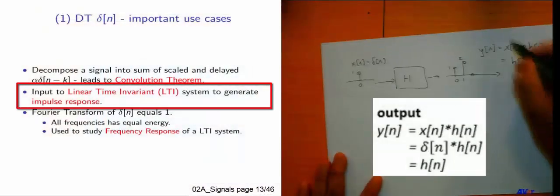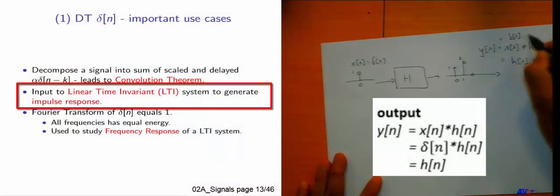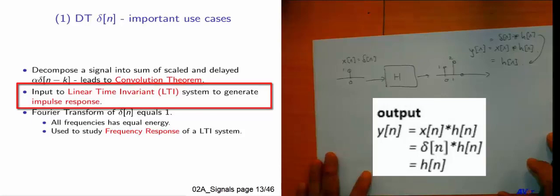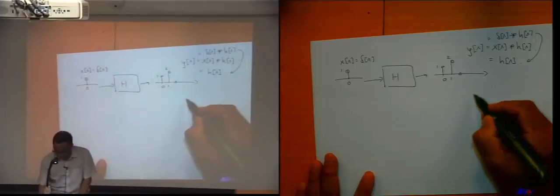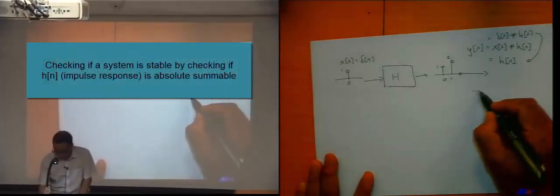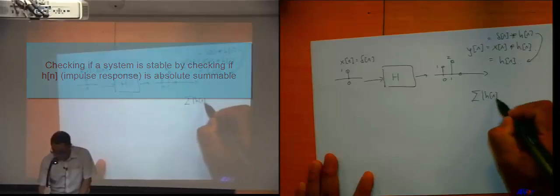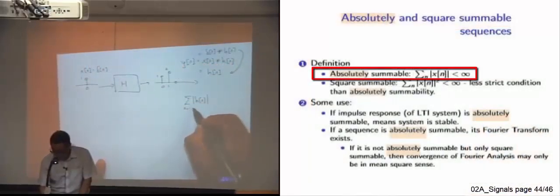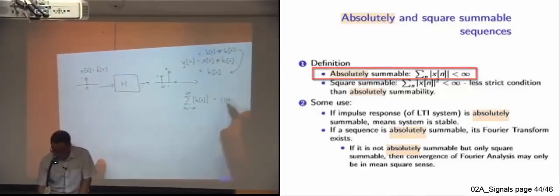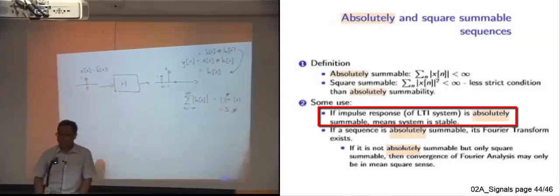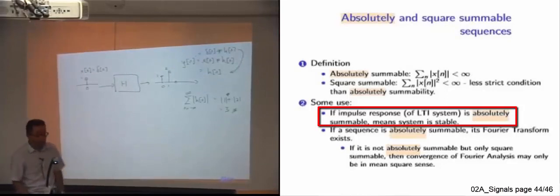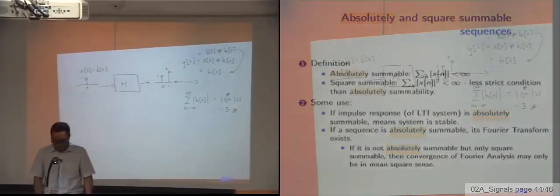You see? Because later on you see delta of n convolved with h of n is reduced to h of n. Correct? Now we want to check: is it absolutely summable? So it is nothing but 1 plus 2, and the system is absolutely summable. So it's very simple, and therefore we say it's stable. Why do we say that?